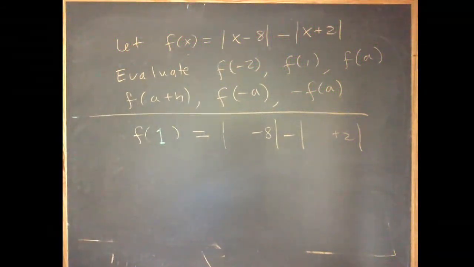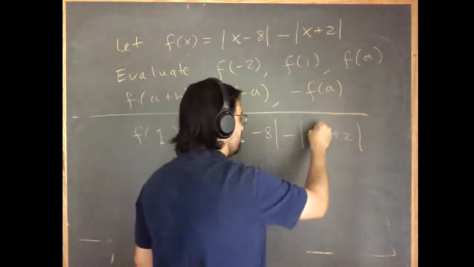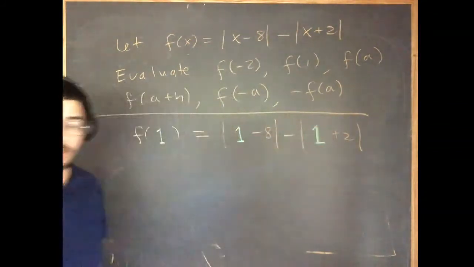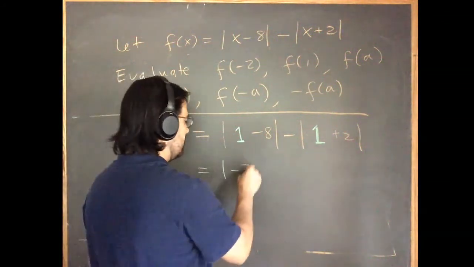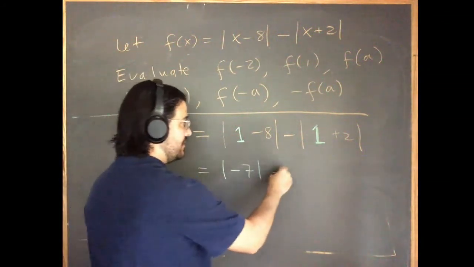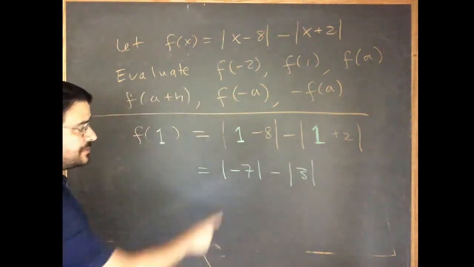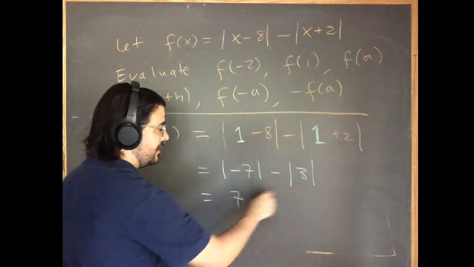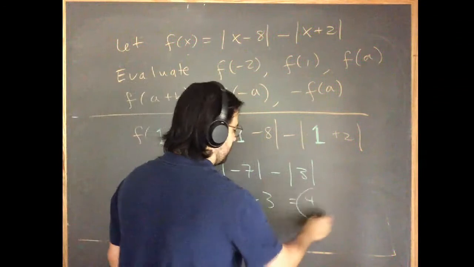Okay, so it looks like everybody's getting 4 in this case. So let's see why the answer is 4. So everywhere you see an x now, you'll plug in 1. So instead of the negative 2 here, you're plugging in 1. Instead of the negative 2 there, you're plugging in 1. And then you just go through the whole process that we went through before. So 1 minus 8 is negative 7. And that's the absolute value of negative 7. And then over here, 1 plus 2 is 3, and that's the absolute value of 3. The absolute value of negative 7 is 7, and the absolute value of 3 is 3. So we really get 7 minus 3, which is 4.